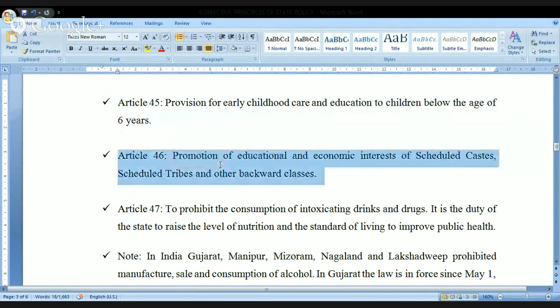Next one. Article 46. It talks about the promotion of educational and economic interest of the scheduled castes, scheduled tribes, and other backward classes. Look at this. Since the beginning, these are considered to be the backward sections of society. And obviously, the government is expected to pay more attention to these sections. Article 46 is asking for promotion of educational and economic interest of these sections. That is the reason why the promotion of educational and economic interest of scheduled castes, scheduled tribes, and other backward classes by the state is mentioned under Article number 46.